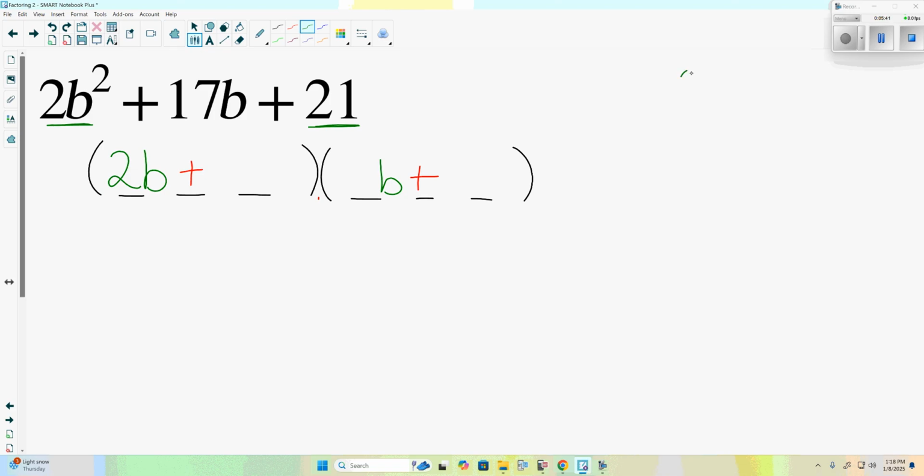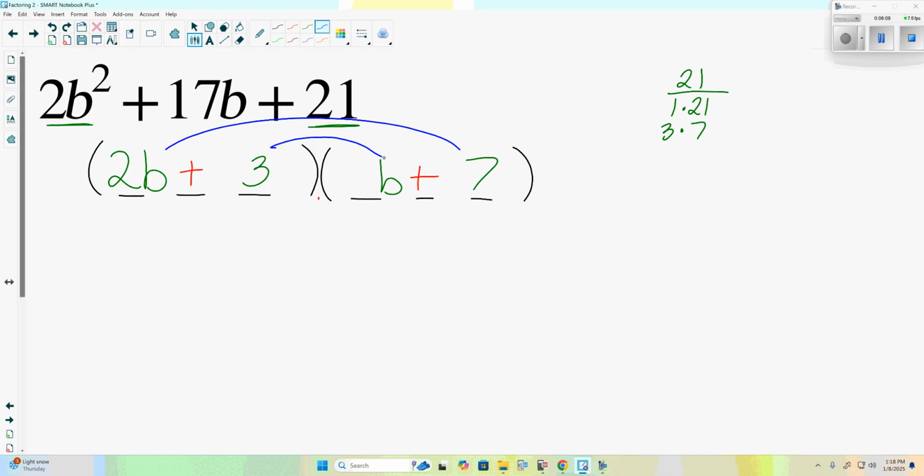Now we need to find the factors of 21. 1 and 21, 3 and 7. Which one do we want to try first? 3 and 7. Which one is going with the 2b, the 3 or the 7? We'll put the 7 in the other spot. And again, we're checking to make sure we do have the correct factors. We're trying to see if we get 17b.